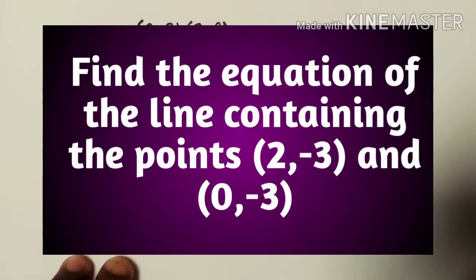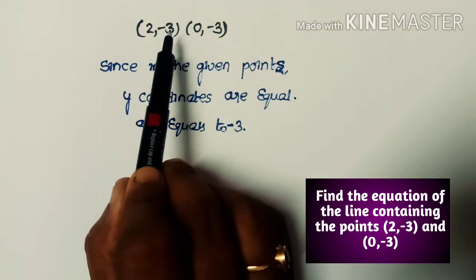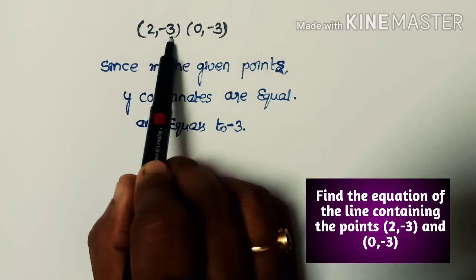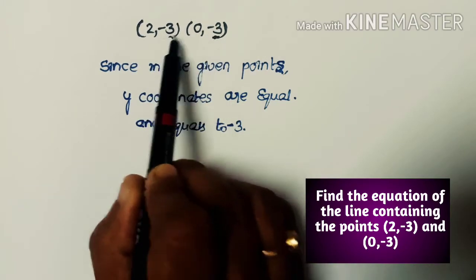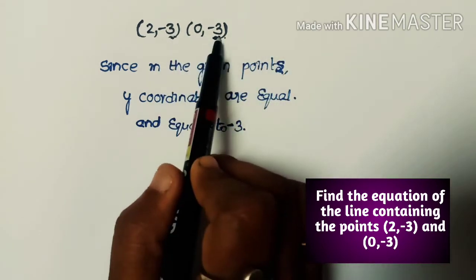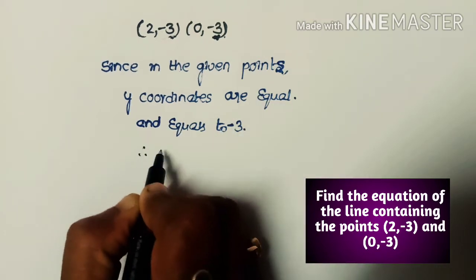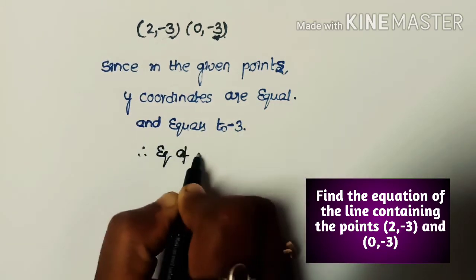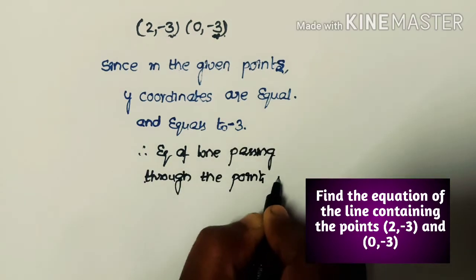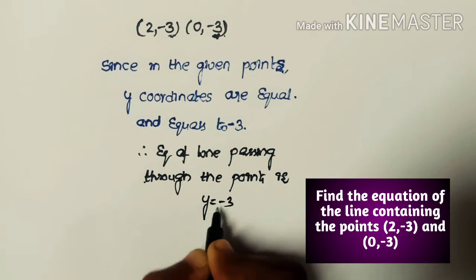That's all. Find the equation of the line containing the points (2, -3) and (0, -3). Here two points are given. In the given points, the y coordinate is -3 in both, that is, the y coordinates are equal. So the equation of the line is y = -3. Therefore the equation of the line passing through the points is y = -3.